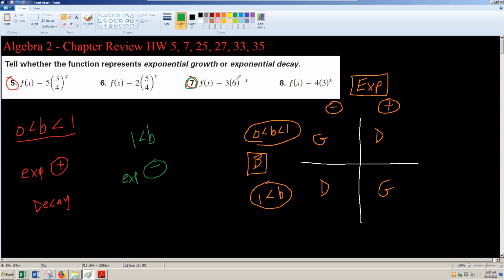So since I have a value greater than 1 and it's to a negative exponent, then here we see I have decay as well. So this was my second one, and this was my first one here. Any questions on either of those? Perfect.